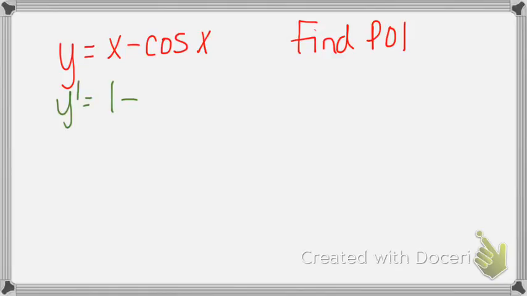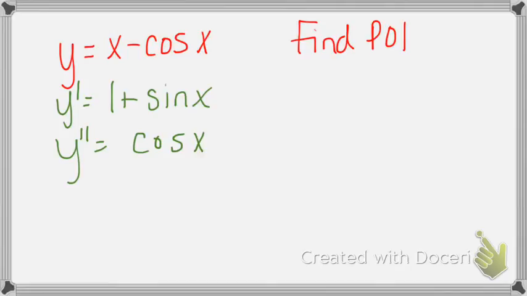The first derivative is 1 minus or plus sine of x. And then the second derivative is cosine of x. Because I'm dealing with points of inflection, I want to start with where cosine of x is equal to 0, and I want to think about my number line. And we're just going to do this from 0 to 2 pi. That way we don't have to think about the whole entire graph.